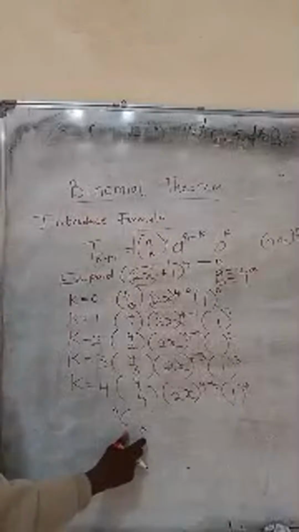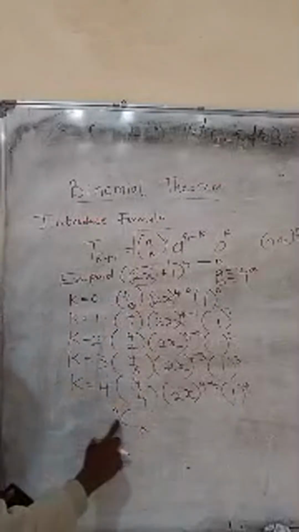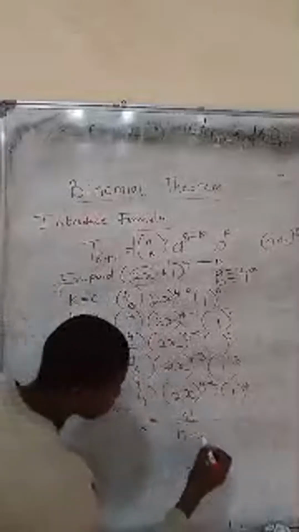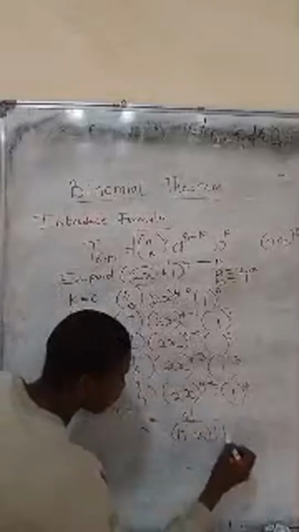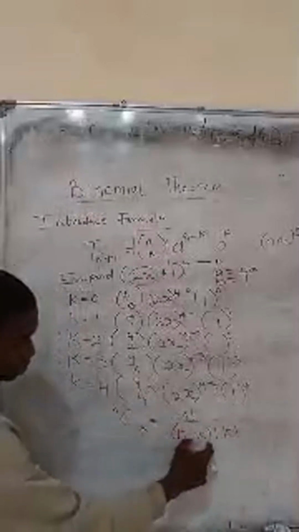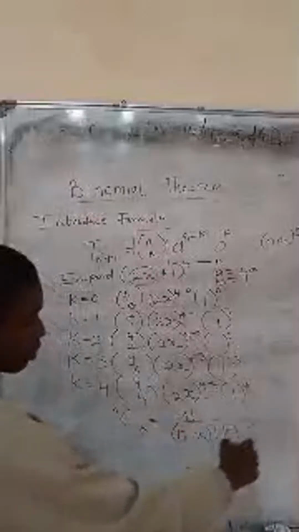So this is what it implies. So this is n choose k. When it's like this, for you to get it, you're going to say your n factorial all over n minus k factorial, k factorial. This is the formula you're using: n factorial over n minus k factorial, k factorial.